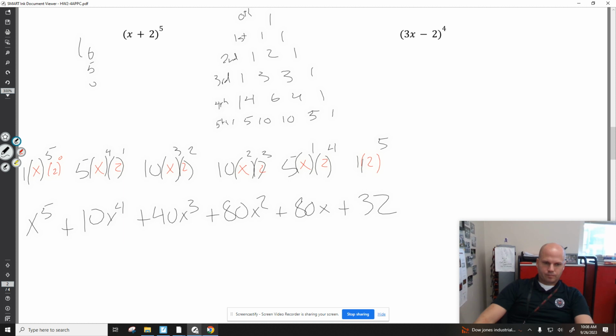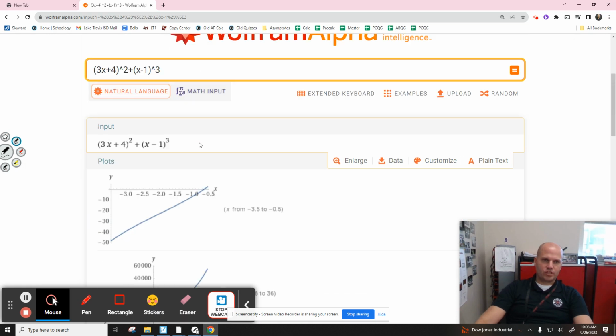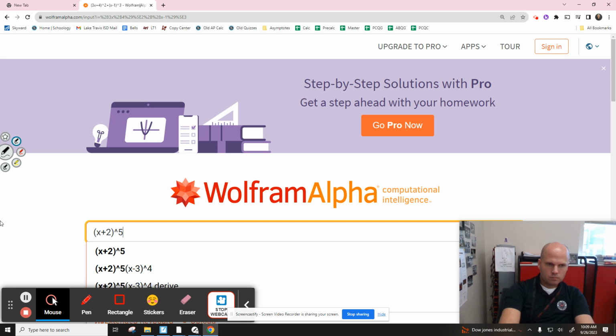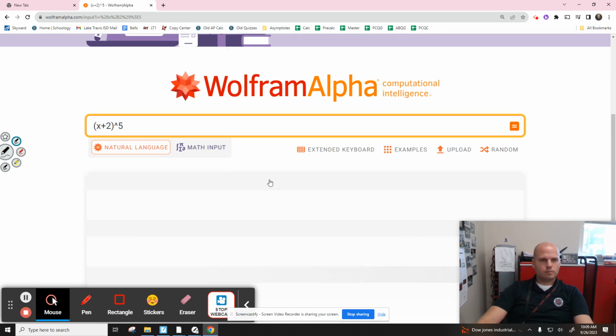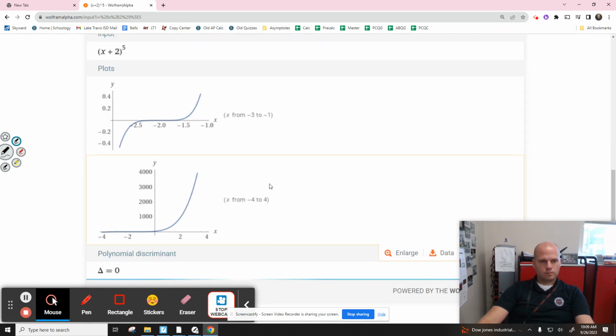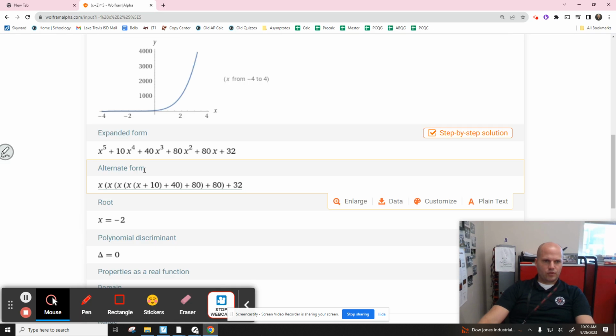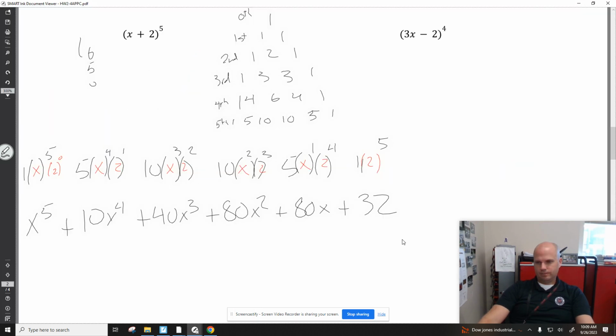Bam! If you brute forced it, you would get it. It would just take you a while. 10x to the fourth, 40x cubed, 80x squared, 80x, 32. Got it?